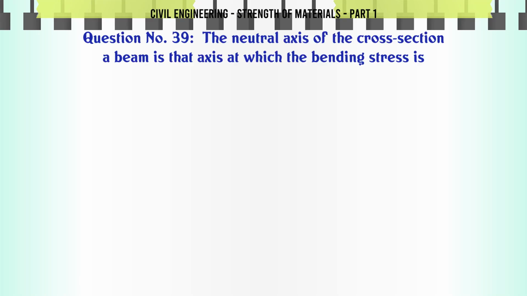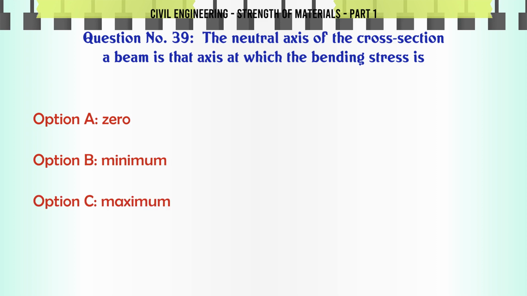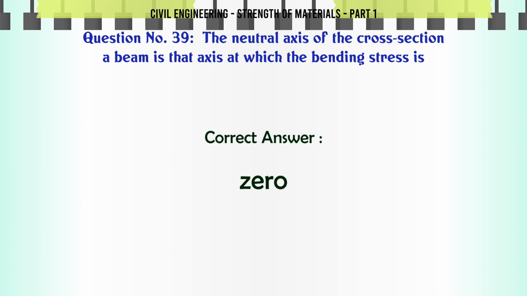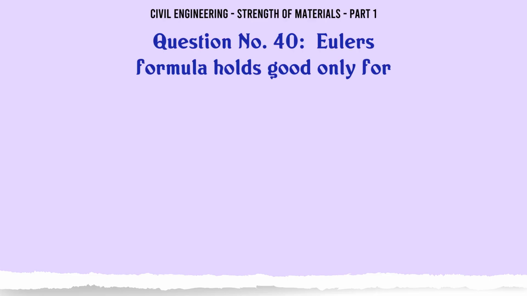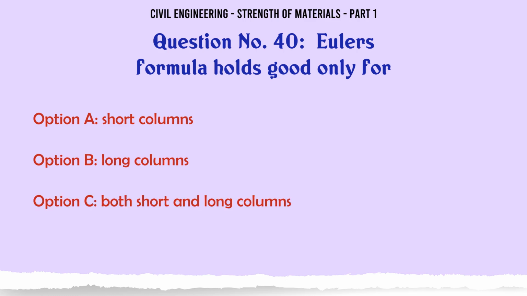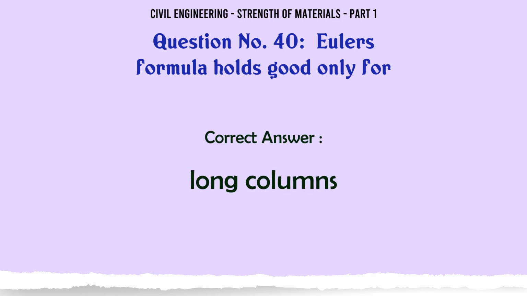The neutral axis of the cross-section of a beam is that axis at which the bending stress is A. 0, B. minimum, C. maximum, D. infinity. The correct answer is 0. Euler's formula holds good only for A. short columns, B. long columns, C. both short and long columns, D. weak columns. The correct answer is long columns.